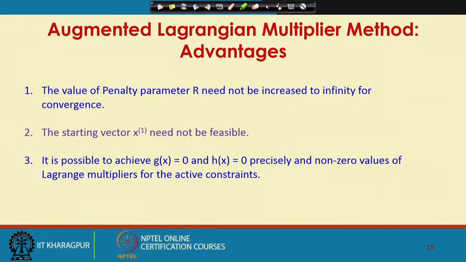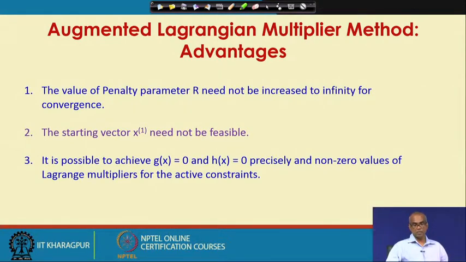So, with this we will stop our lecture 49 here, but before that we will talk about some advantages of the augmented Lagrangian multiplier method. The value of the penalty parameter r need not be increased to infinity for convergence. The starting vector need not be feasible. It is possible to achieve g x equal to 0 and h x equal to 0 precisely, and non-zero values of the Lagrange multipliers for the active constraints. So, that means exact constraint satisfaction is possible.